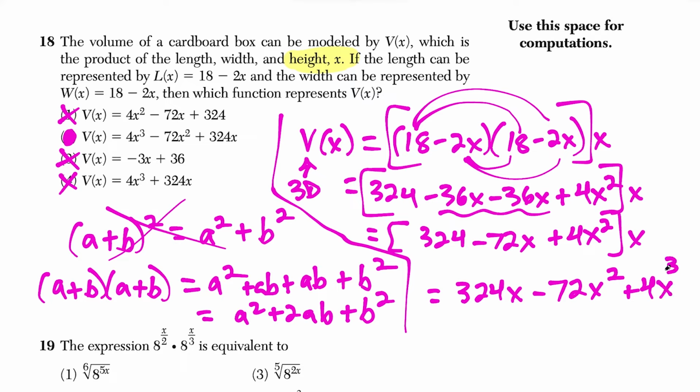Okay, so I'm just going to make this a little neater. We have 4x to the third over here. And then they just write everything in standard form. So we have 4x to the third, minus 72x squared stays in the middle, and then 324x goes to the end. So choice 2 is definitely our answer.